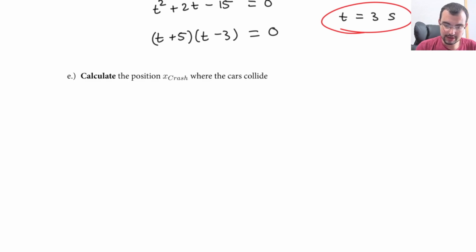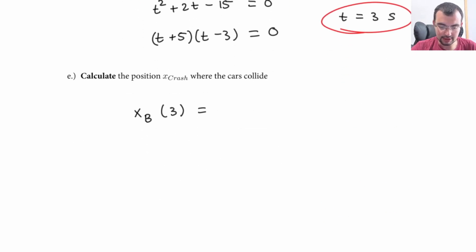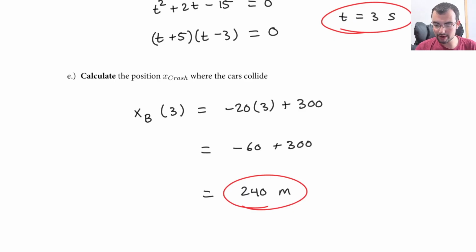All right, calculate where they collide. Well, I can just take the position of either car at 3 seconds. I'm going to do the linear one so I don't have to square anything. So xb was just negative 20t plus 300. So I get negative 60 plus 300, which is 240 meters. And notice that is definitely to the right of the midpoint. So our selection was definitely correct.